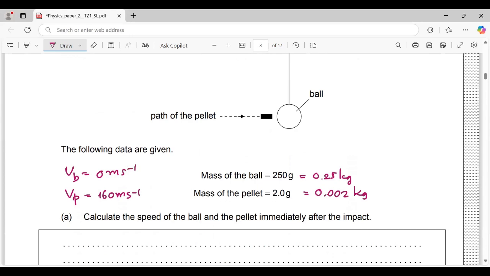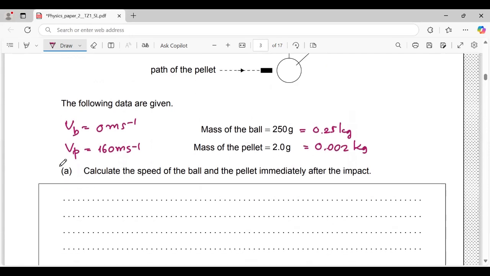According to the conservation of momentum law, I would like to write here: ball mass multiply ball velocity, this is not minus but multiply, plus mass of pellet times pellet velocity, this is before collision, equals ball mass plus pellet mass times the velocity after the impact.